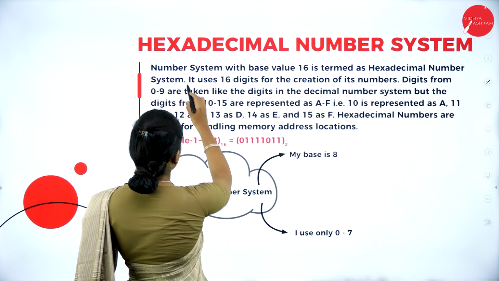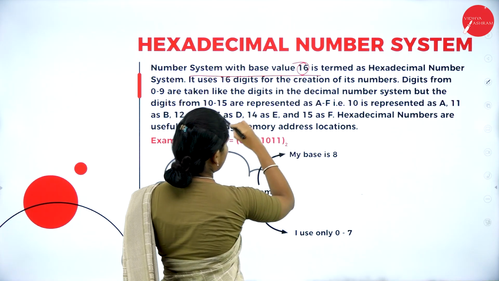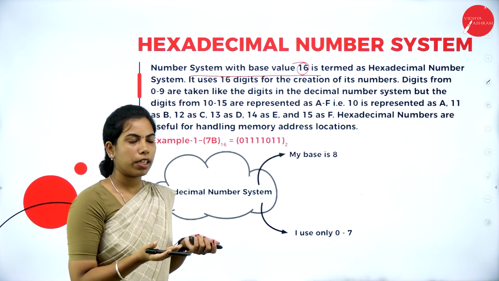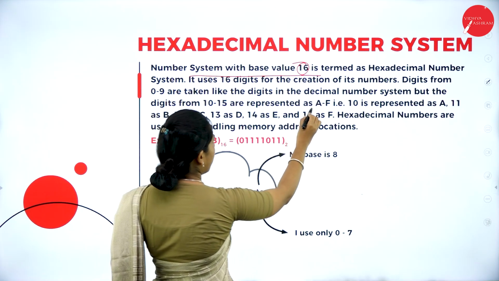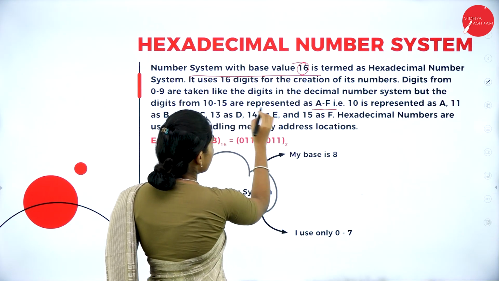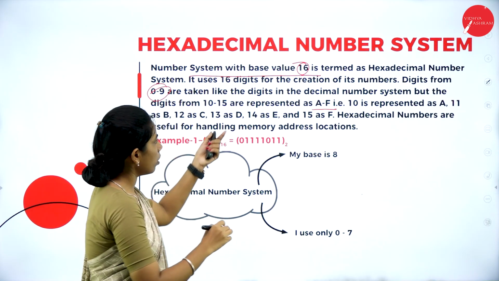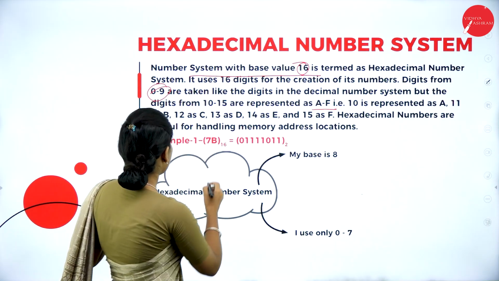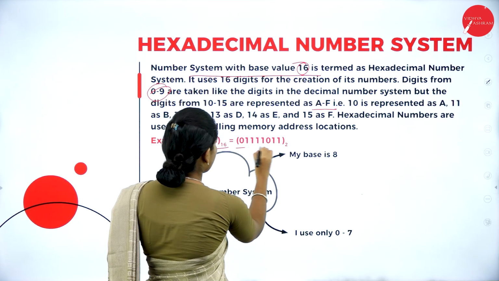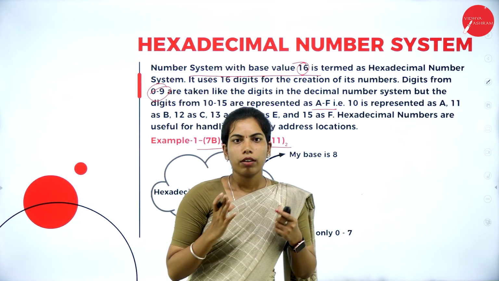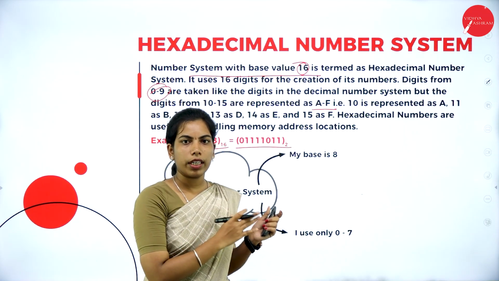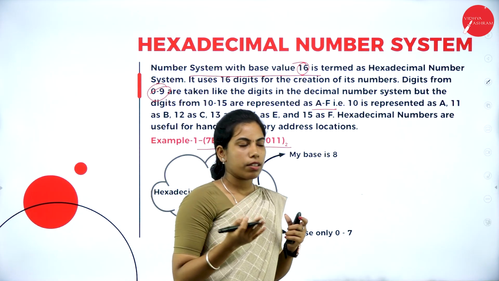So here you can see the number system with the base value 16 is known as the hexadecimal number system. It uses from A to F and also from 0 to 9. So here you can see 0 to 9 and also A to F. Here you can see one example: 7B can be written with a base value of 2. I can convert any number system into the base value 2.